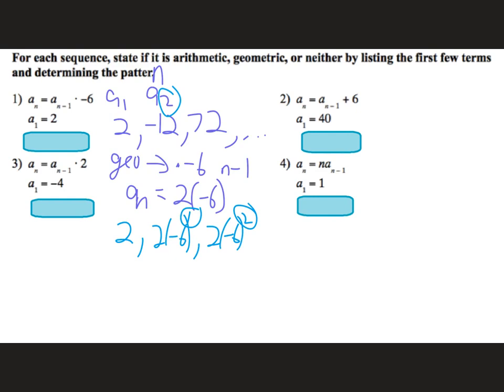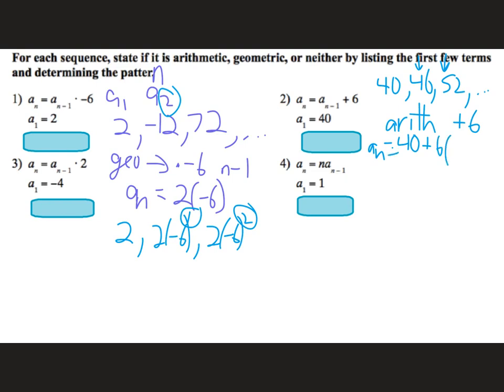Number 2, we start with 40, and then our next term would be 46, and then 52, etc. This would be arithmetic, and we're adding 6 each time. If we wanted to write it in general, an would be 40 plus, let's see, that's 40 plus 6, that's 40 plus 6 times 2. So 40 plus 6, and that's a1, so n minus 1. I think you could figure that one out.